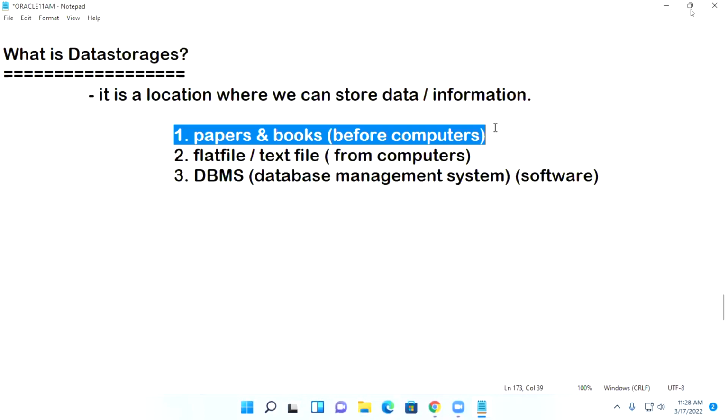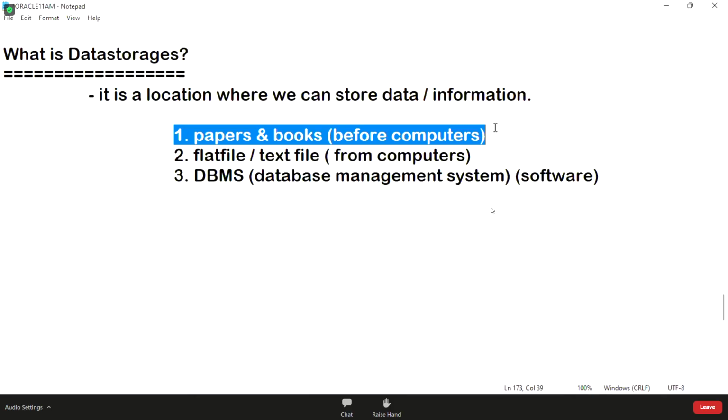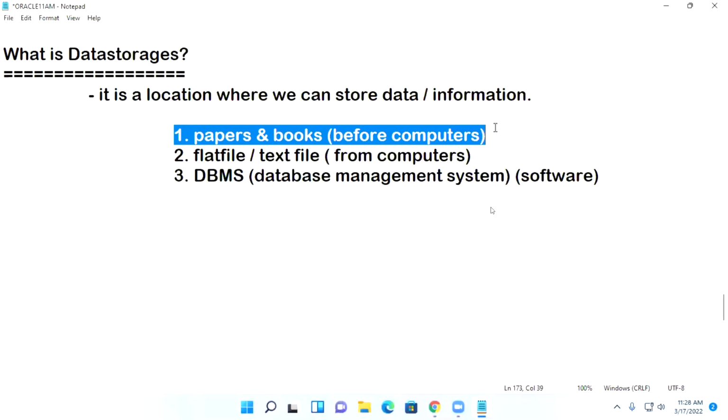Out of 100 pages, you need to retrieve a specific piece of information. Is it possible to do that fast? No. We need to search each and every page, and I don't know on which page our required information is. Out of 100 pages, understand my point? So retrieving data is a time-consuming process.